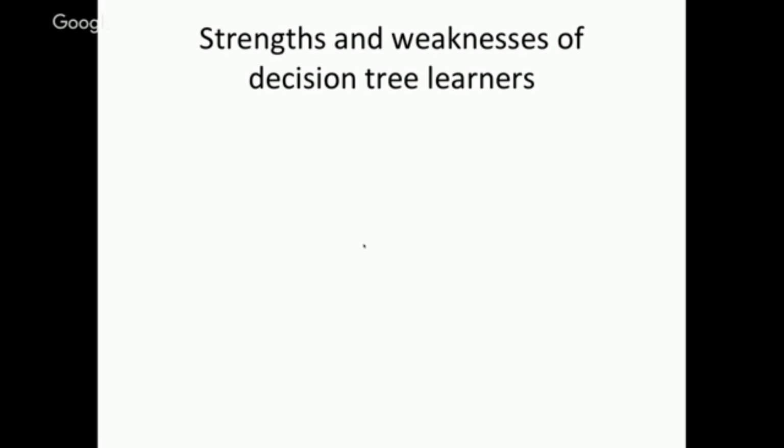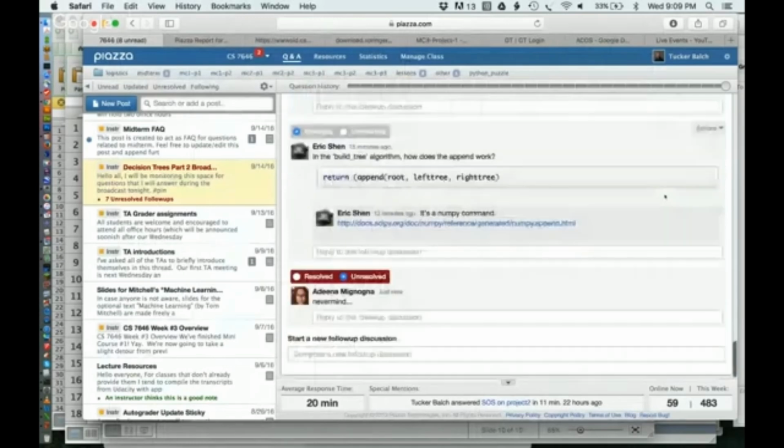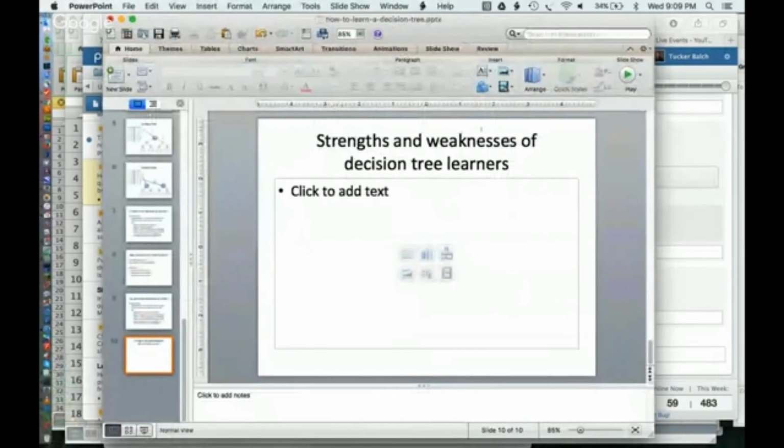Okay, I'm going to check one more time for questions, and then I want to wrap up with strengths and weaknesses of decision tree learners. Let me check for questions here real quick. Never mind. Okay.